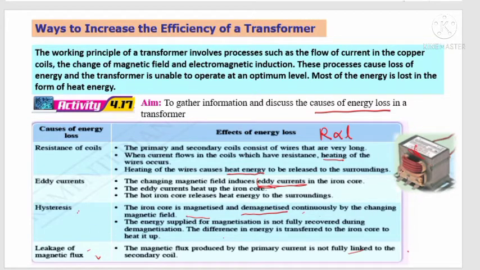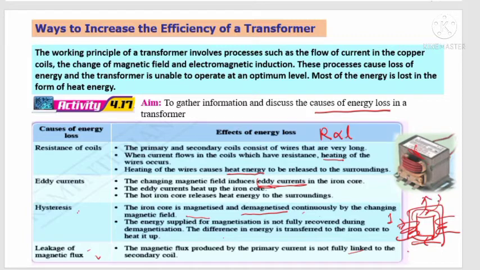The iron core will link the magnetic flux from the primary coil to the secondary coil. If we look at the basic structure of the transformer, this is the primary coil, this is the secondary coil. So when current flows in the primary coil, it will cause the iron core to be magnetized. So, of course, there will be flux lines.